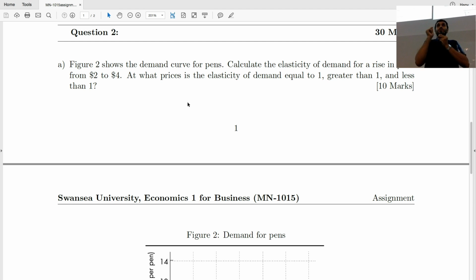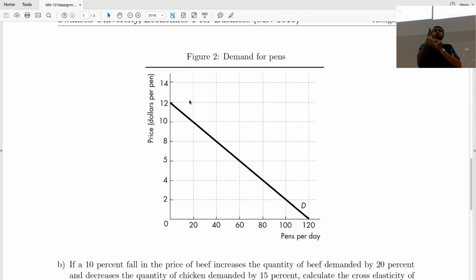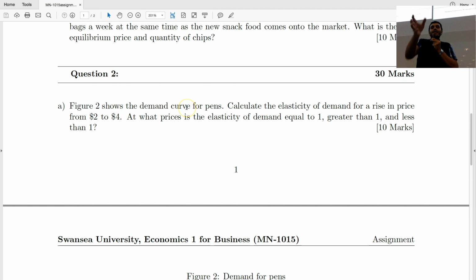Because it's very clear here, we move from 2 to 4, so it's very easy to tell which one is the original price and which one is the original quantity. If you want to know the original quantity, obviously you need to get this from the graph. It's the change in the quantity, sorry, not just the original quantity. Anyway, looking at the second part, which I received many questions about.